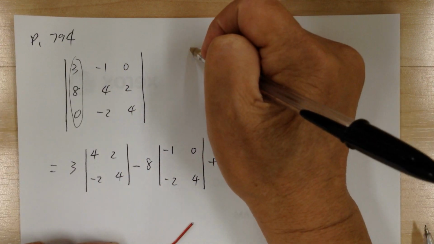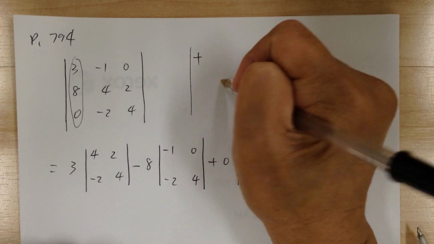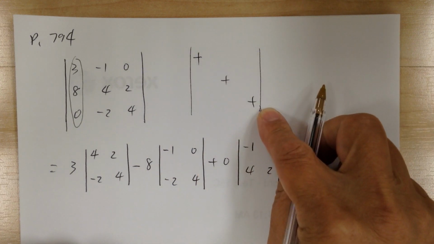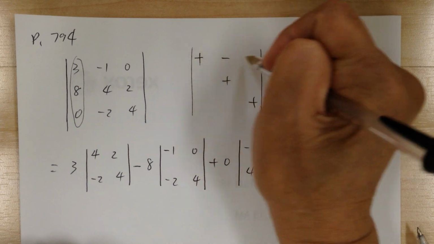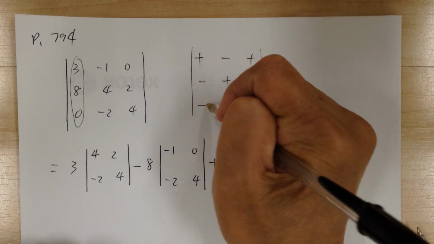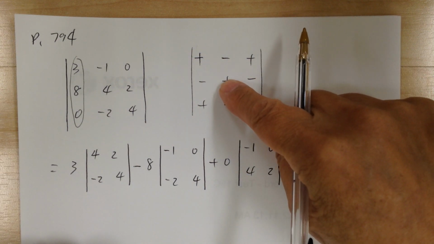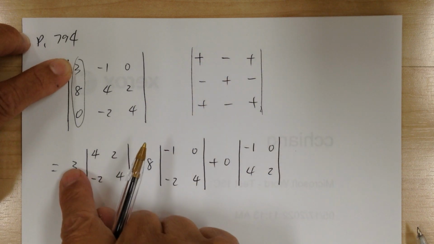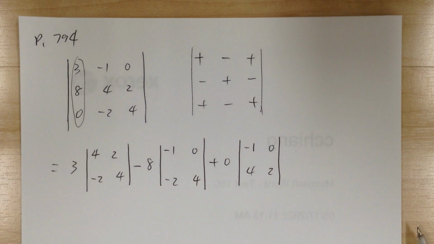Now, let's go to the plus minus. When you have the expansion by minor, the major diagonal is always plus, and the others just alternate. So it'd be plus, minus, plus, minus, plus, minus. Again, the major diagonal is always plus, and everything after that alternates. So you can see this is +3, this would be -8, and this would be +0.